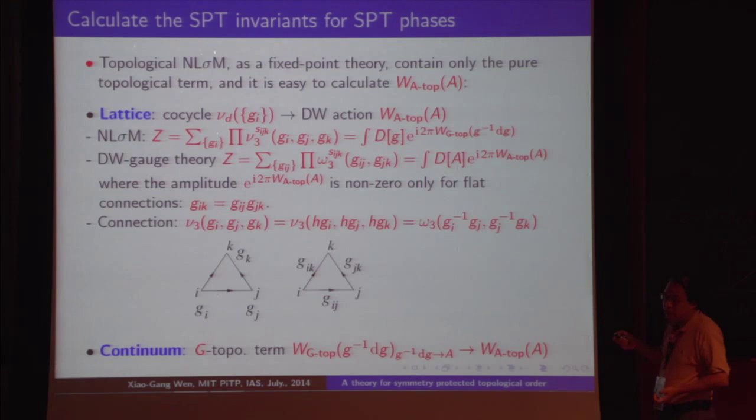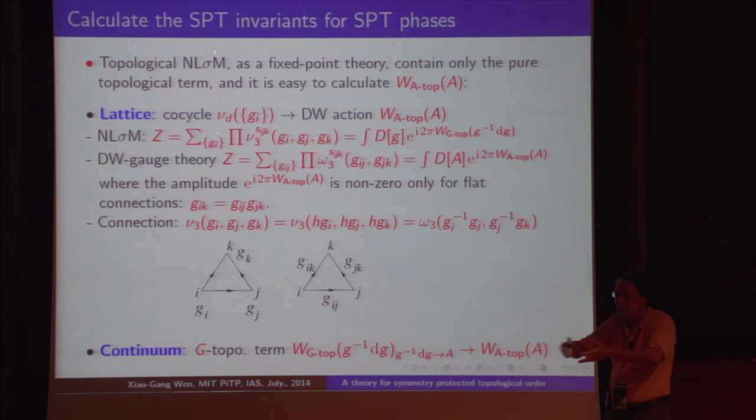The Dijkgraaf-Witten theory is a gauge theory. So in gauge theory, we know that the degree of freedom is a gauge connection, which lives on the edges. So therefore, the Dijkgraaf-Witten gauge theory is also defined by a product of a lot of action amplitudes on each triangle. But now the degree of freedom is a gauge degree of freedom, which lives on the edge. And so therefore, we should have a function of these edge variables. So this omega 3 is a function of those edge variables. So the Dijkgraaf-Witten theory is defined by a product of a lot of omega 3, or omega 2, more precisely. So that defines the action amplitude.